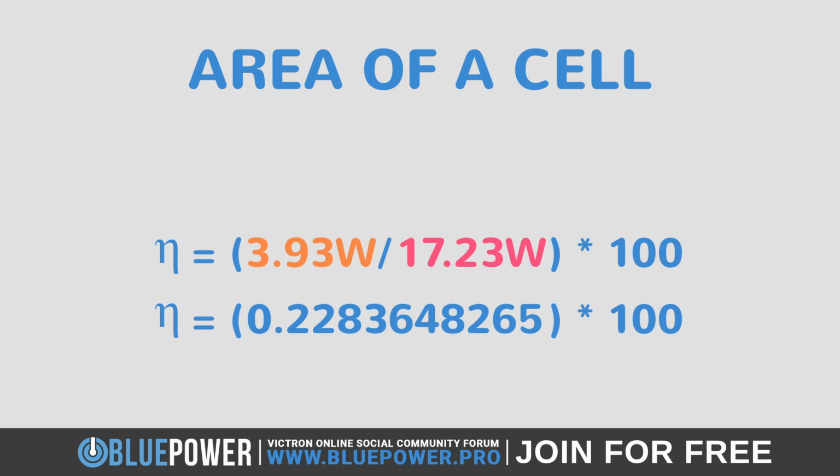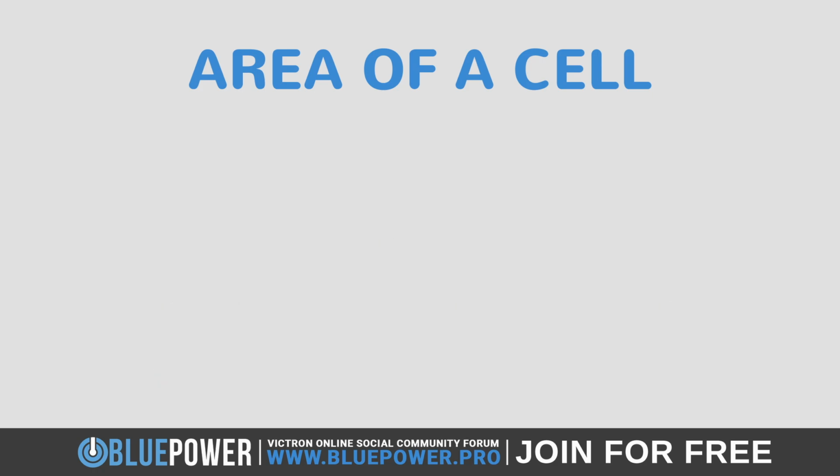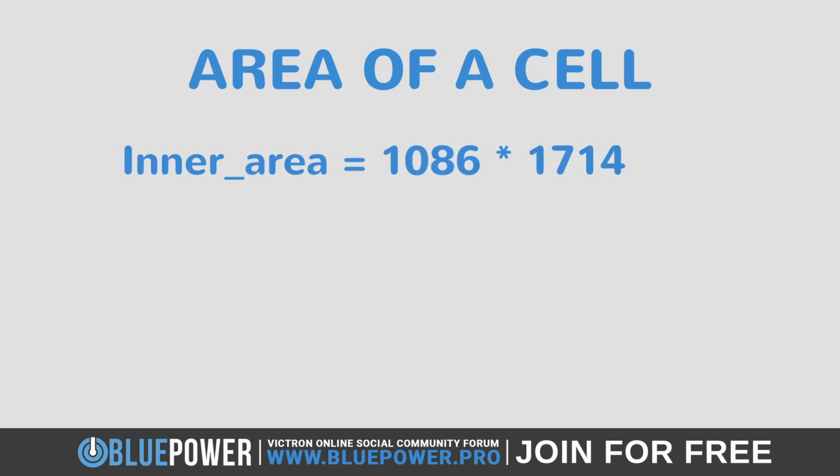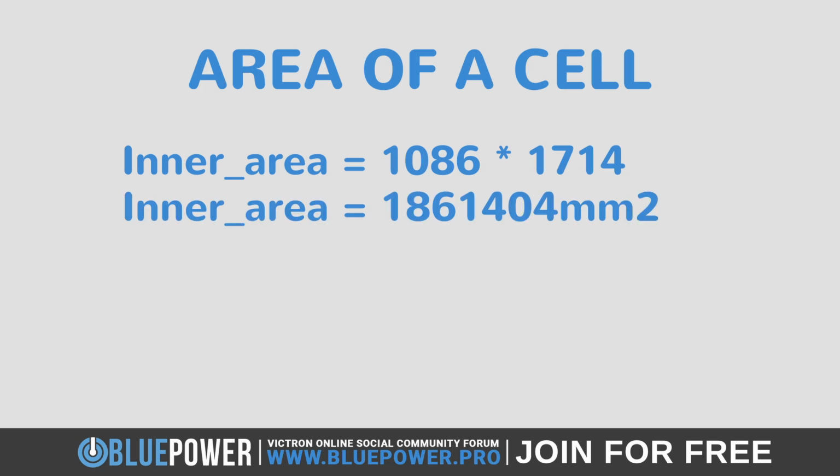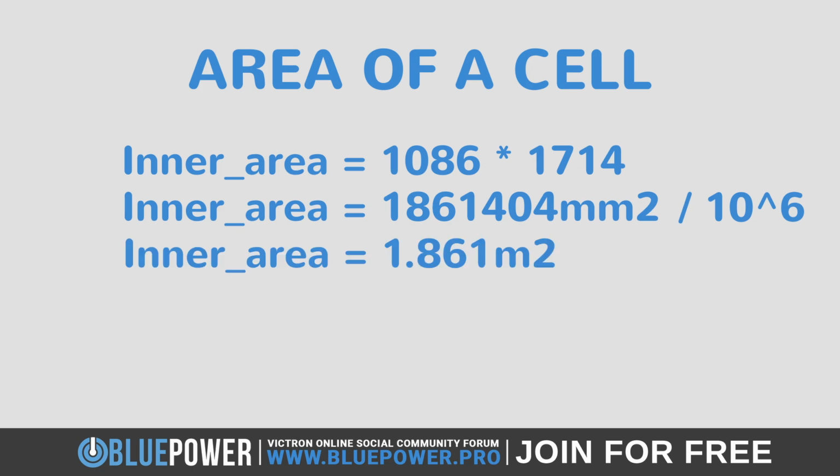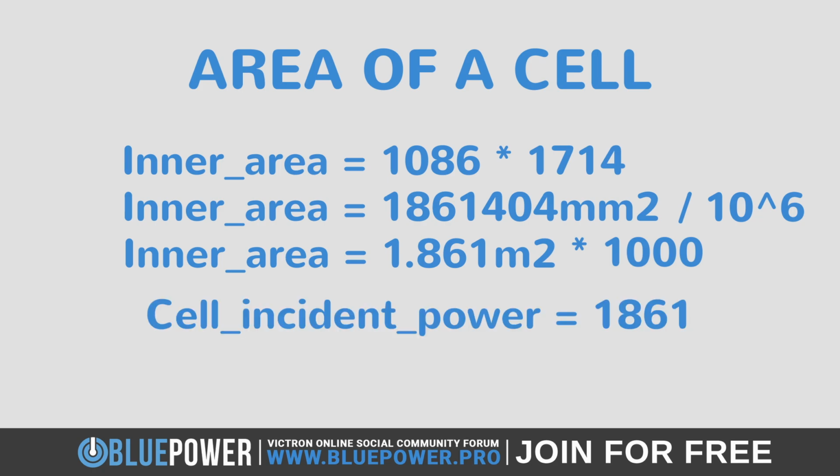The last step is to multiply this by 100 in order to get the total value as a percentage of 22.83 efficiency. We can double-check this against the total inner area of the panel by multiplying 1,086 by 1,714, resulting in 1.8 million square millimeters. As before, we divide this by 10 to the power of 6 in order to convert it to meters. We then again multiply it by the irradiance of 1,000.